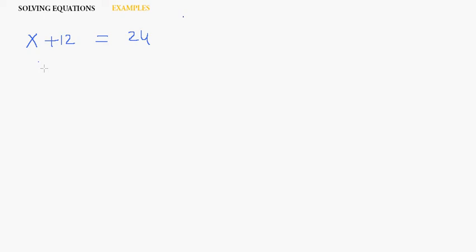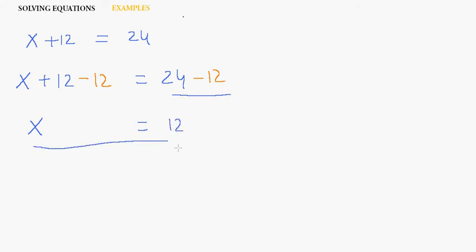Let us see some examples and solve the equations. In this example, x plus 12 equals 24. 12 is being added to x, so subtract 12 from each side of the equation. This is our equation. We're going to subtract 12 from each side. Now you would have x equals 24 minus 12 is 12.